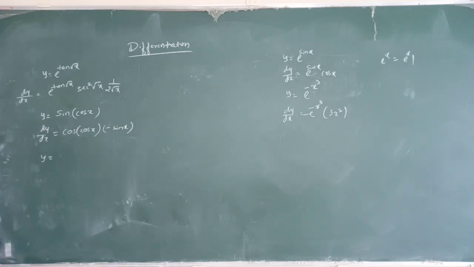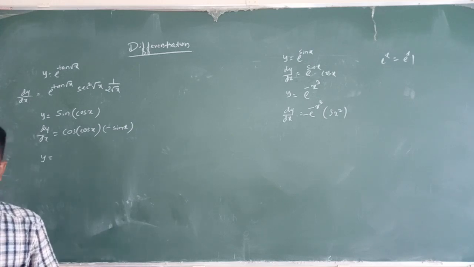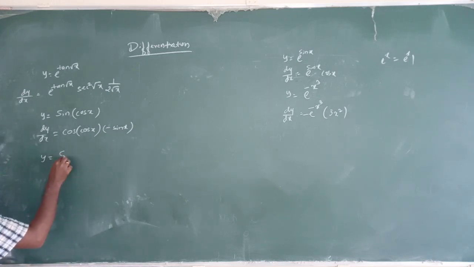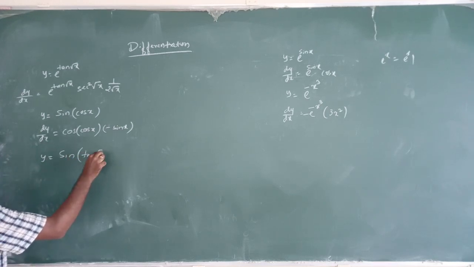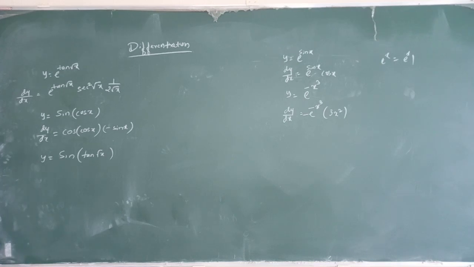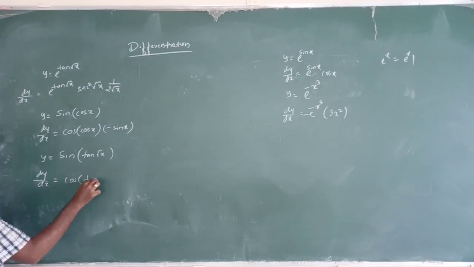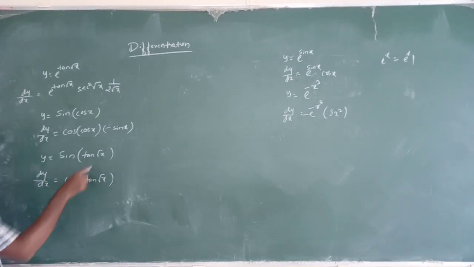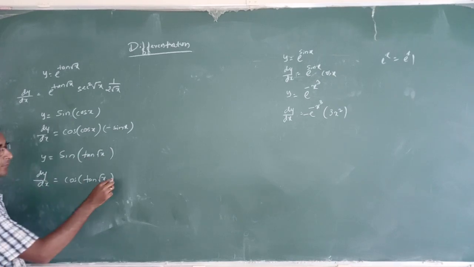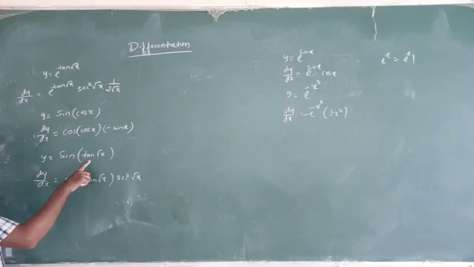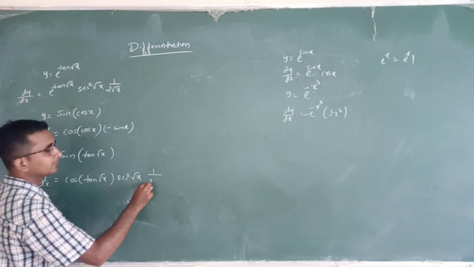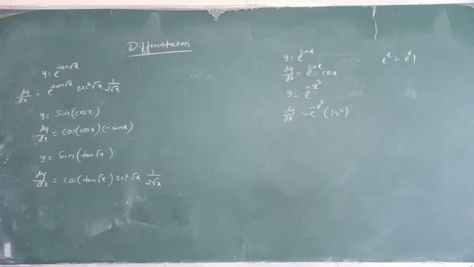In the next class I will solve a few more examples. Okay? Very interesting. This is the last one. Then sine of tan of root x. This is again sine of x. What is the differentiation of sine of x? Cos of x. Then tan of root x. The differentiation of tan of root x is sec square of root x. Then the differentiation of root x is 1 divided by 2 root x.